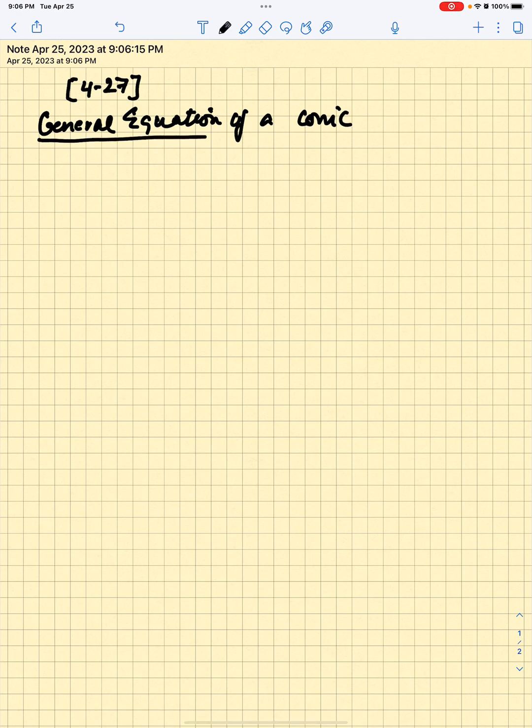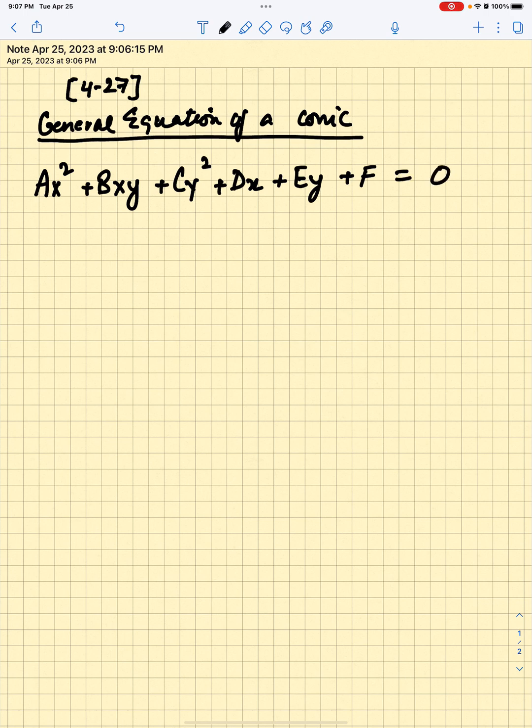So the general equation of a conic is of the form ax squared plus bxy plus cy squared plus dx plus ey plus f is equal to 0. Now all the problems we've done so far, we have seen this general equation where b has been 0. In other words, we are dealing with the case ax squared plus cy squared plus dx plus ey plus f is equal to 0.